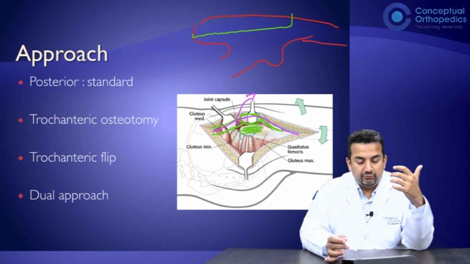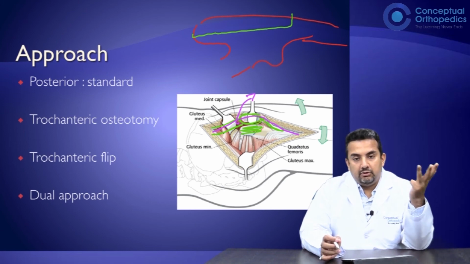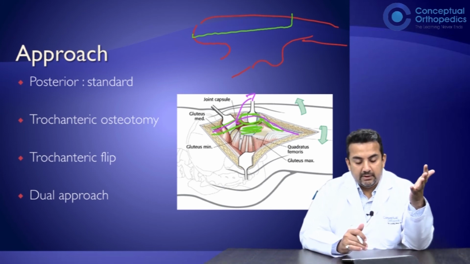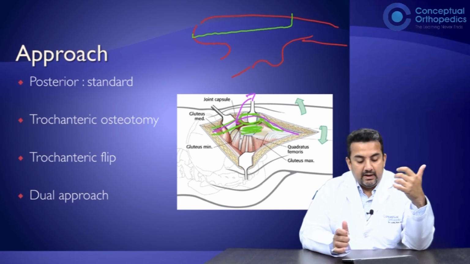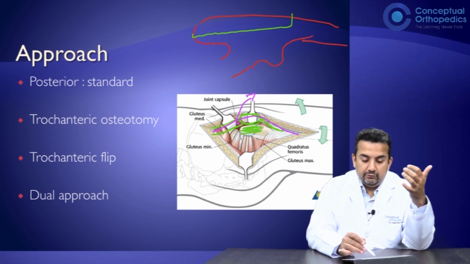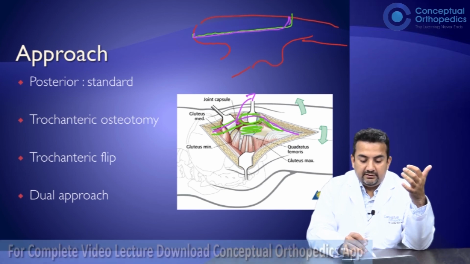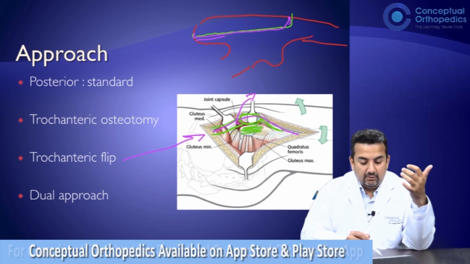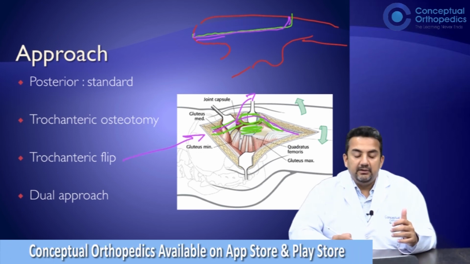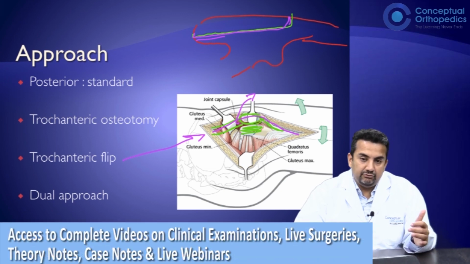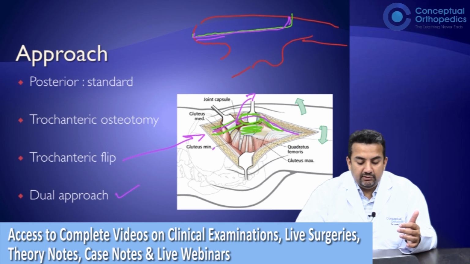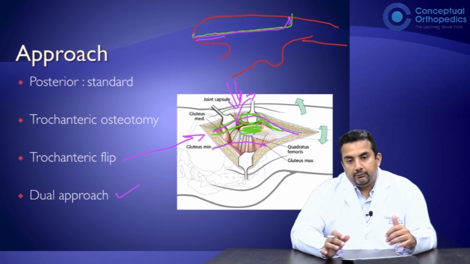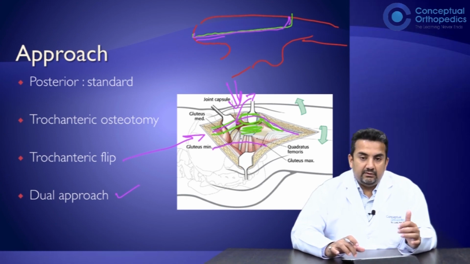So you can have multiple approaches: the standard posterior Moore's approach, the Kocher-Langenbeck approach if you need to fix the posterior part of the wall or the column. And you can use the trochanteric osteotomy, as I told you, to cut the trochanter like this, and you can do a trochanteric flip, as has been indicated here. Or sometimes, in very stiff situations where you need to go anteriorly and posteriorly and both columns need to be fixed, you can do a dual approach where you approach the hip from the posterior aspect as well as from the anterior aspect. So these are the different kinds of approaches you need to use sometimes in such cases.